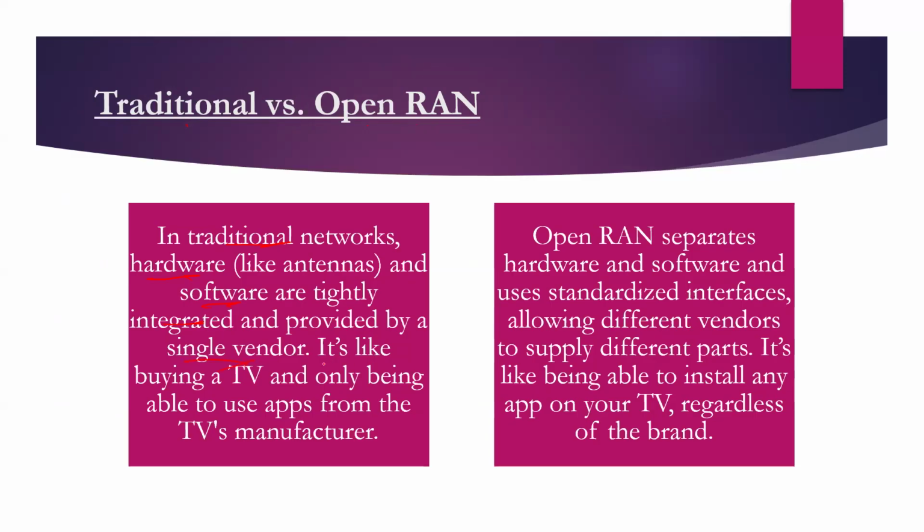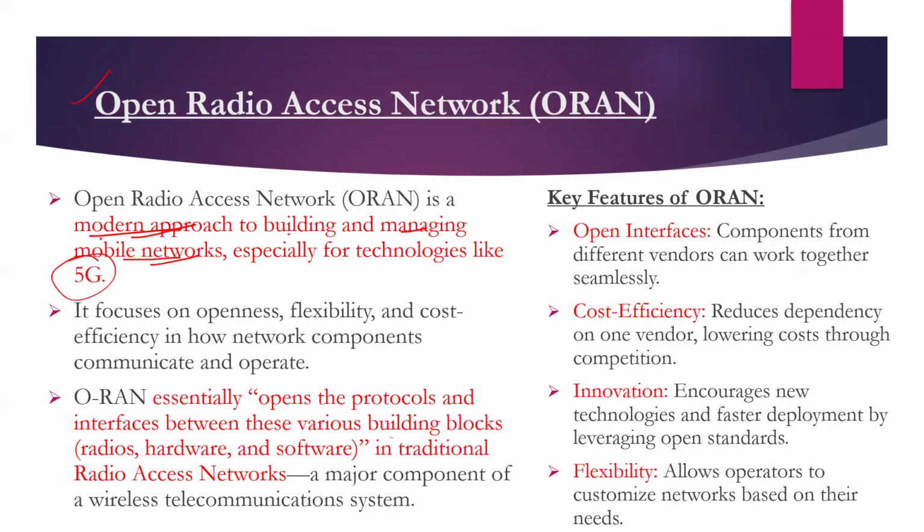So the example is, I've just mentioned it here. It's like buying a TV, but you're able to use only apps from the TV manufacturer. Okay, whereas at the same time when you talk about open RAN, here the hardware and the software is separated. Okay, so at the same time different vendors can supply different parts. Okay, so you are able to install app on your TV regardless of the brand. Okay, so basic difference here. So that is the basic premise of open RAN. Fine. So key features are mentioned here: open interfaces, cost efficiency, innovation, and flexibility.